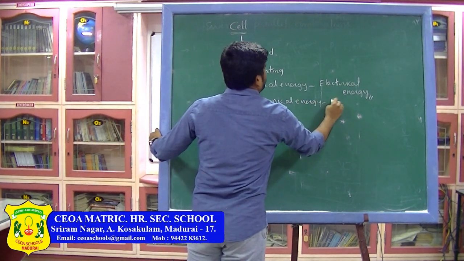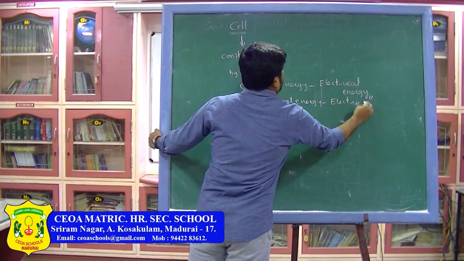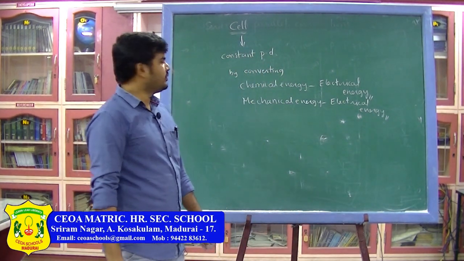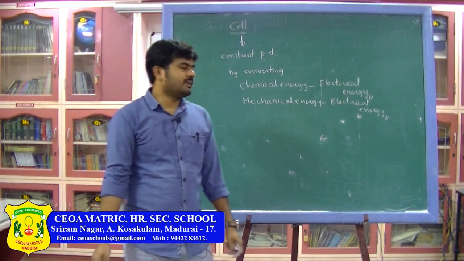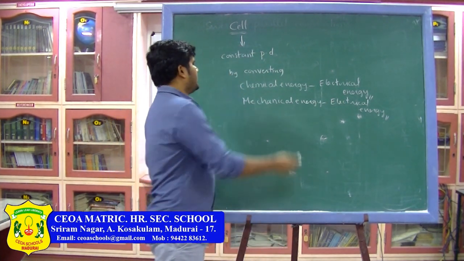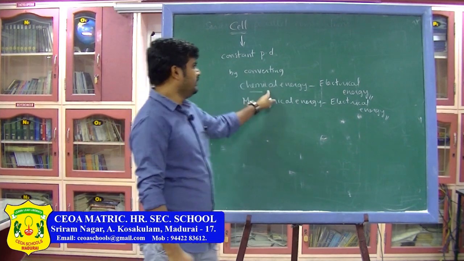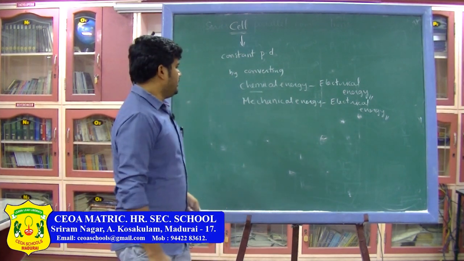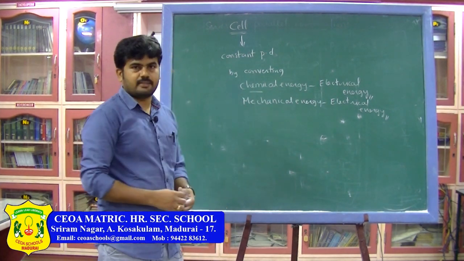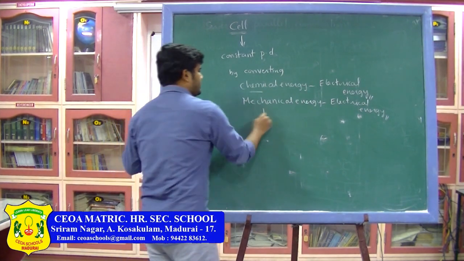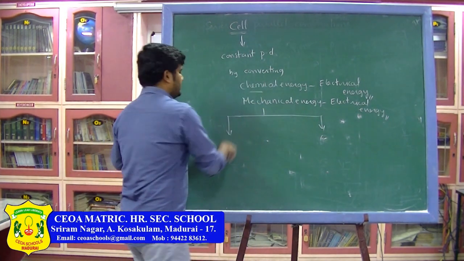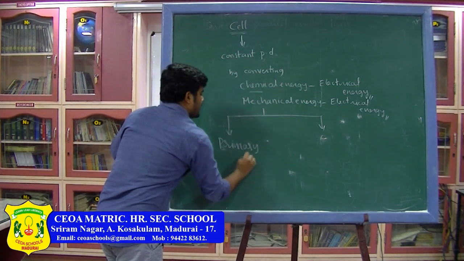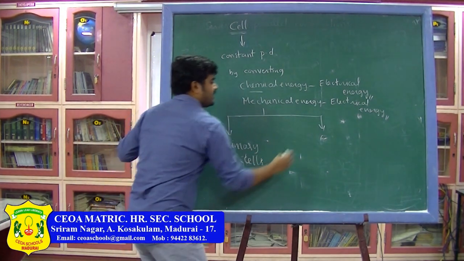You can also say mechanical energy into electrical energy. The device which converts mechanical energy into electrical energy we call a dynamo, which we will discuss in later chapters on electromagnetic induction. Now we will focus only on the type of cell which converts chemical energy into electrical energy. Let me explain the different types of cells available. There are two types of cells: primary cells and secondary cells.